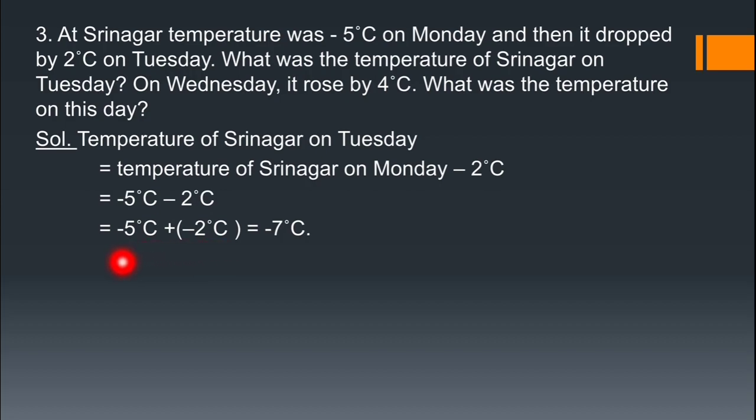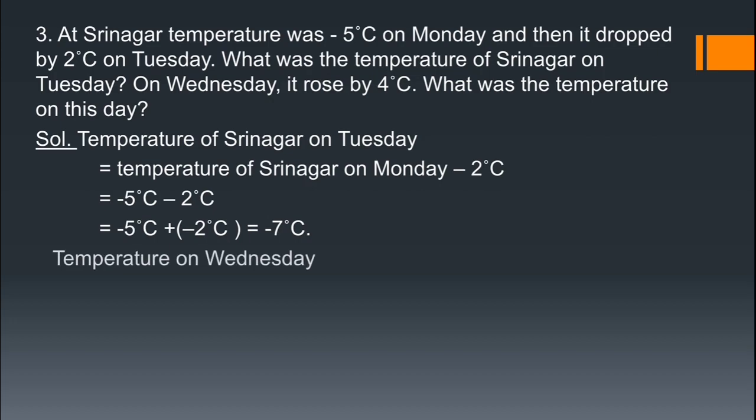Here it means that we are adding two integers having the same sign. You can see minus 5 degrees centigrade has a negative sign and minus 2 degrees centigrade also has a negative sign. So whenever we add two integers having the same sign, the outcome will be the addition of their numerical values, that is 5 plus 2. So it will be 7 degrees centigrade and the sign will be the same as they have. Both the numbers minus 5 degrees centigrade and minus 2 degrees centigrade have a negative sign, so the result will also have a negative sign. So we can say the temperature of Srinagar on Tuesday is minus 7 degrees centigrade.